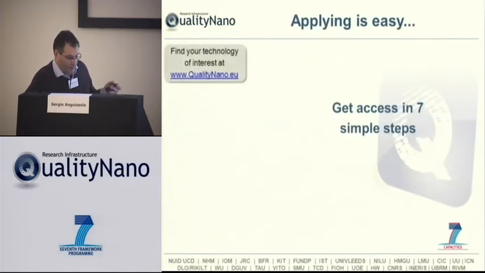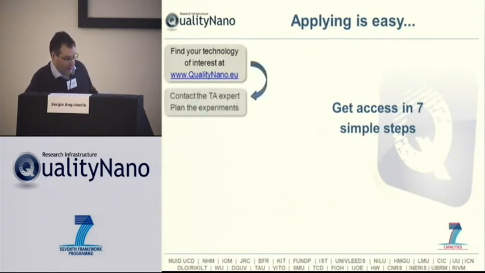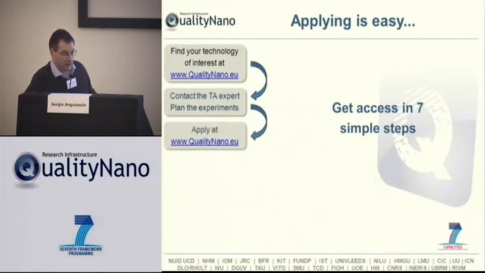You can get access in 7 very simple steps. On the website of QualityNano, you can find your technology of interest. You need to contact the technology expert and the transnational access leader at the facility you're interested in. You fill in the QualityNano application at the website.